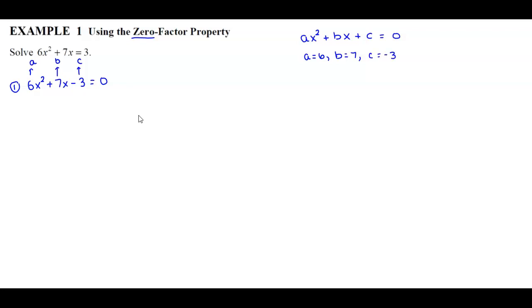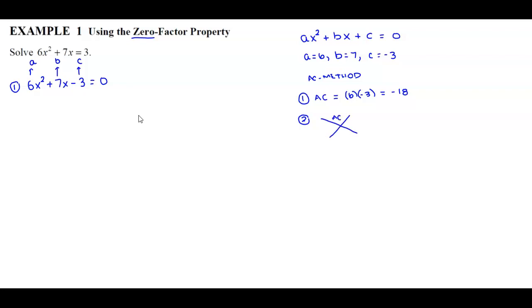Okay, so we're going to use the AC method to factor this problem. What we need to do first is find out what is A times C. We know that A is 6, and we know the value of C is -3. So 6 times -3 is going to give us -18. Now we're going to create this method where we apply the value of AC using this x.